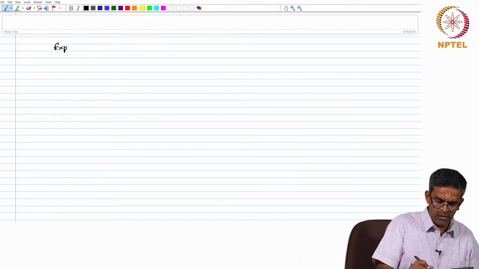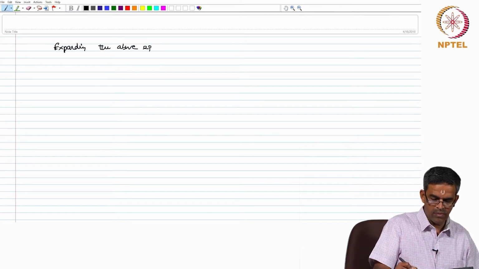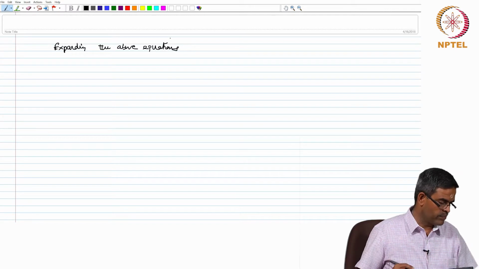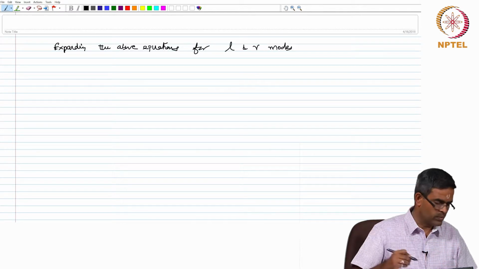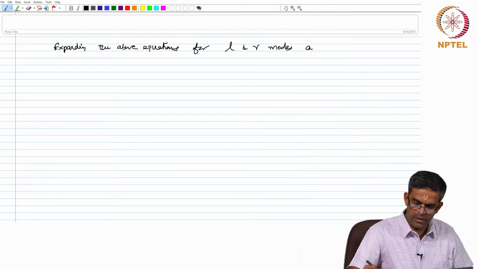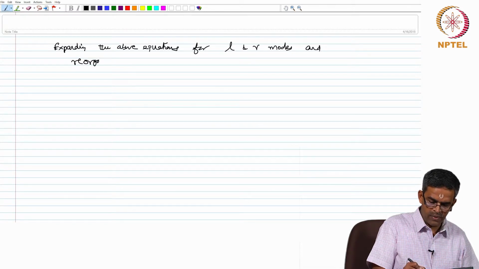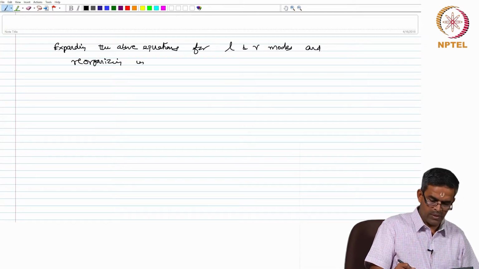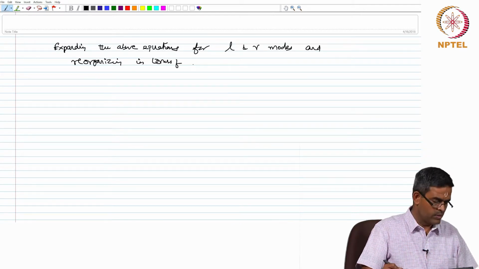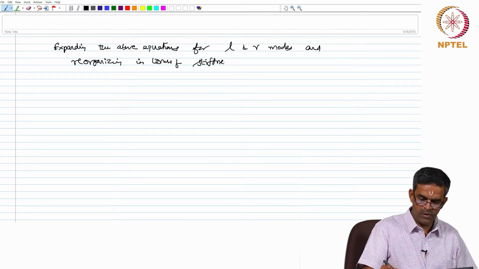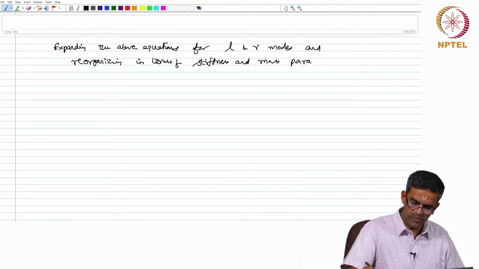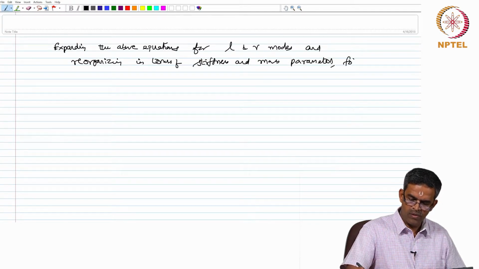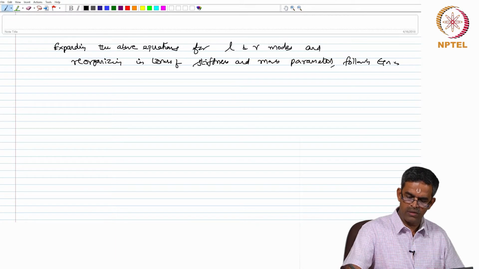Expanding the above equations for L and R modes and reorganizing in terms of stiffness and mass parameters, the following equation is generated.